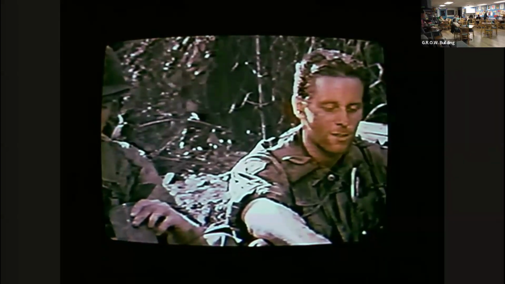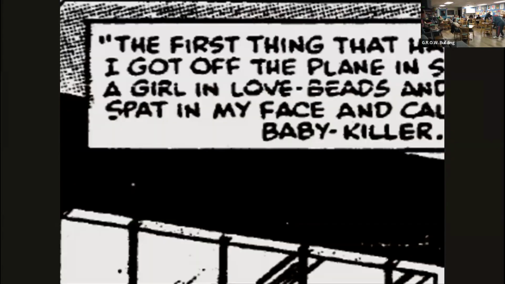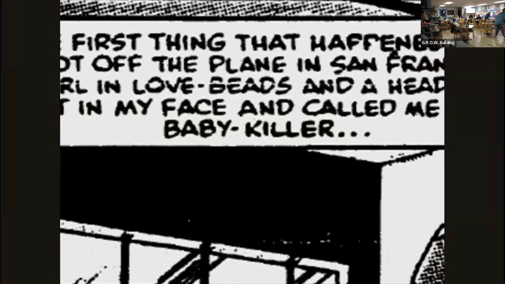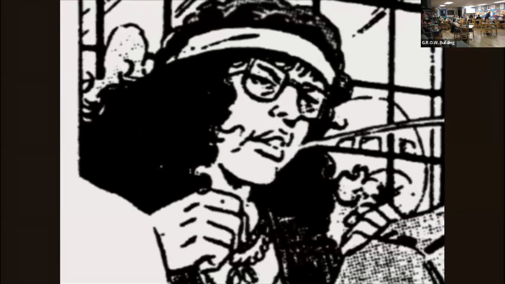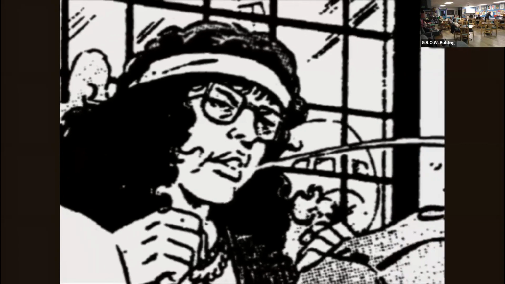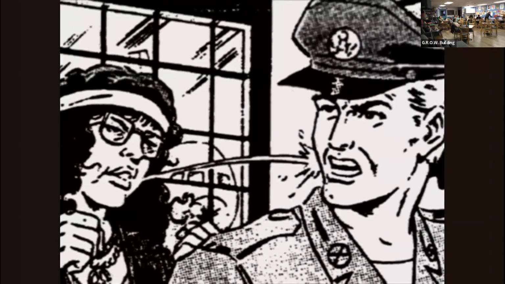The typical story of a spat upon vet is arriving at the San Francisco airport, where he's met by demonstrators. And he says, the first thing that happened when I got off the plane in San Francisco, a girl in love beads and a headband spat in my face and called me a baby killer. That version of the story has been told over and over and over again.